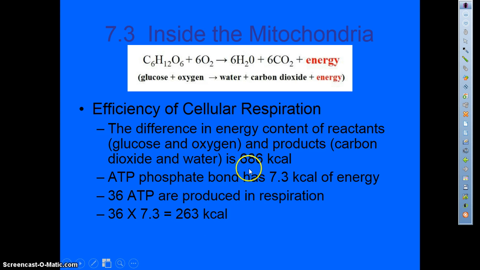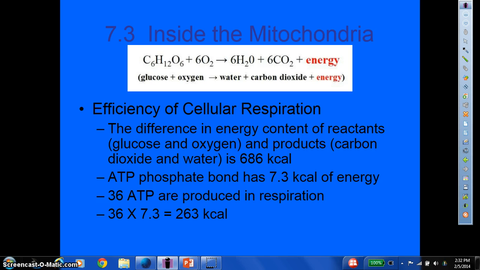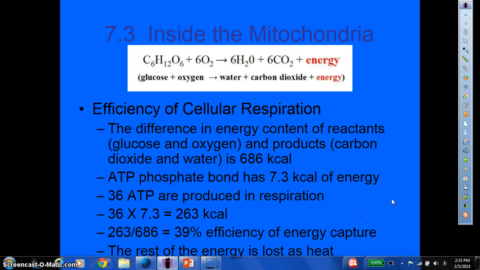And we notice up here that the total production of energy is 686 kilocalories. The energy that's held in those 36 phosphate bonds of ATP only accounts for 263 kilocalories. So we do the math and we notice that there's actually a 39% efficiency of energy capture through this process of cellular respiration aerobically. The rest of the energy is then lost as heat to the surroundings.